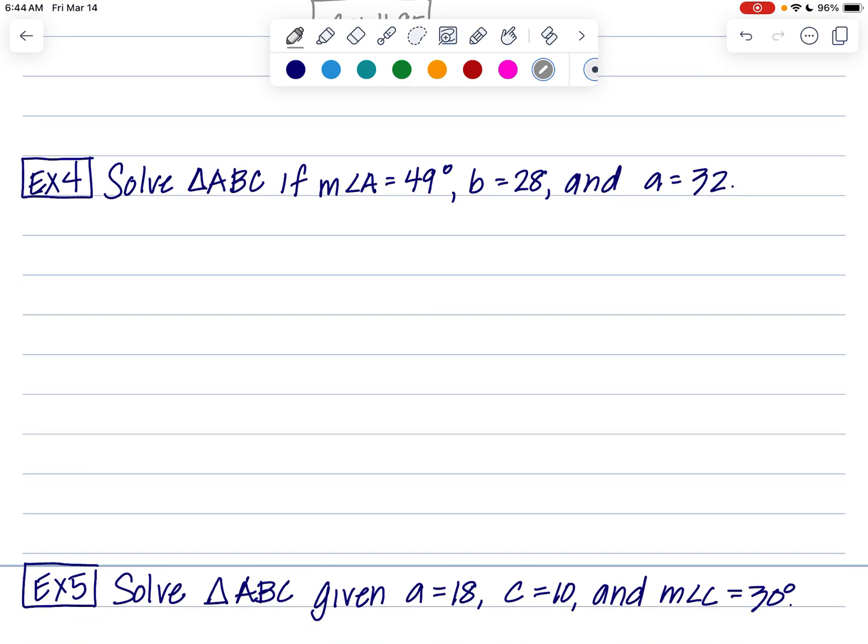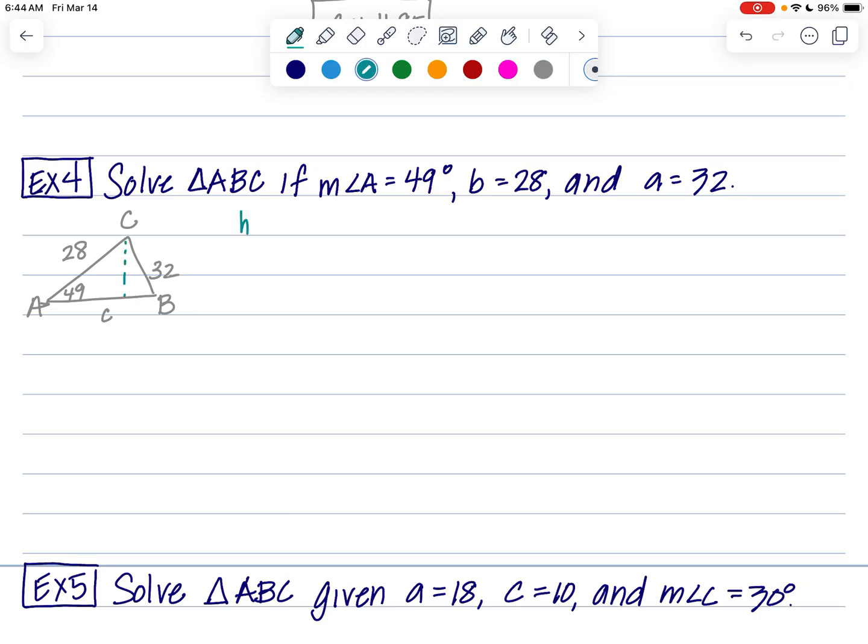So example 4, solve triangle ABC if the measure of angle A is 49 degrees, side B is 28, and side A is 32. Again, I'm going to set up this arbitrary little triangle here. A is given to me as 49. This is 32 across from it. Side B, whatever number I get next for another side, it's going in that spot. So 28 goes right there. It happens to be labeled B, so angle B is over here. Angle C, side C.